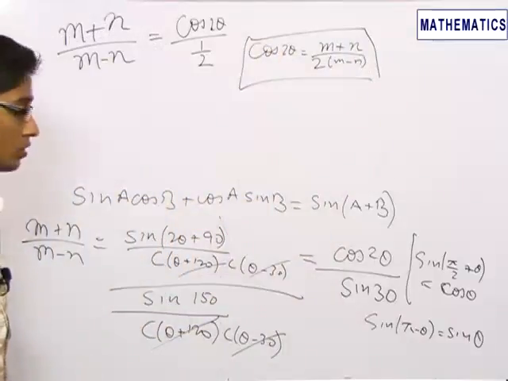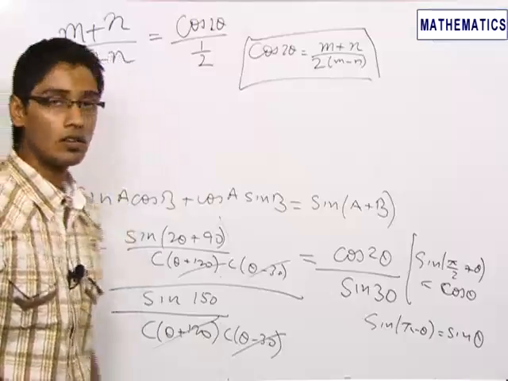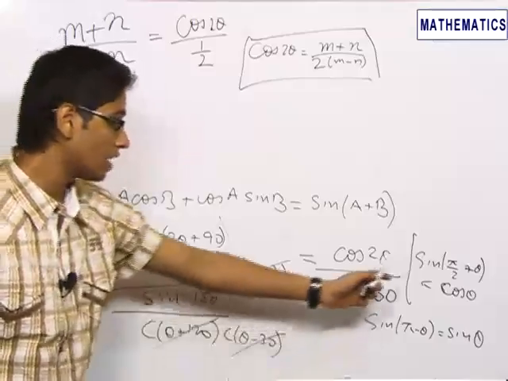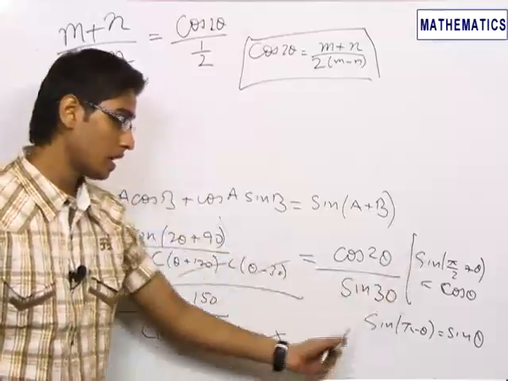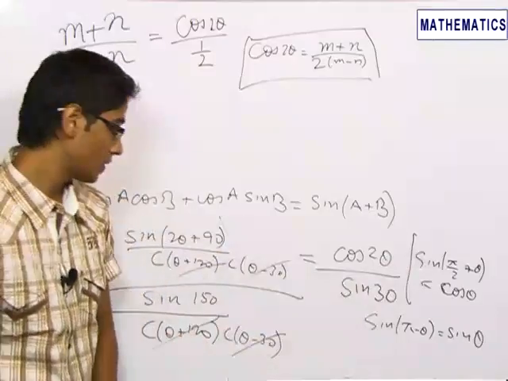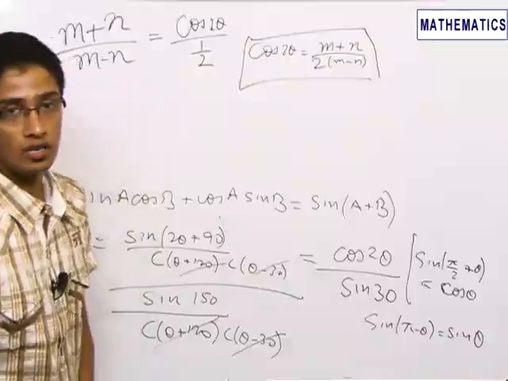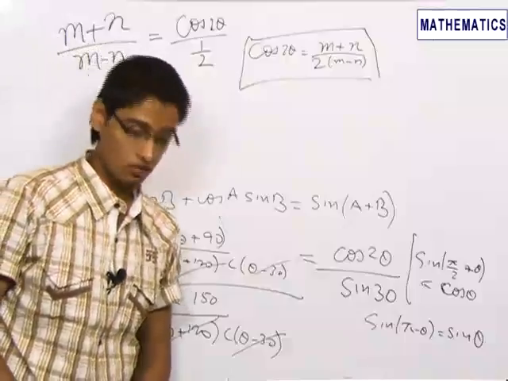So in this question we have used three important relations. One is componendo dividendo, second is sin of (pi by 2 plus theta) is cos theta, and third one is sin of (pi minus theta) is sin theta. And componendo dividendo is the most important relation which would be very useful in the forthcoming chapters.